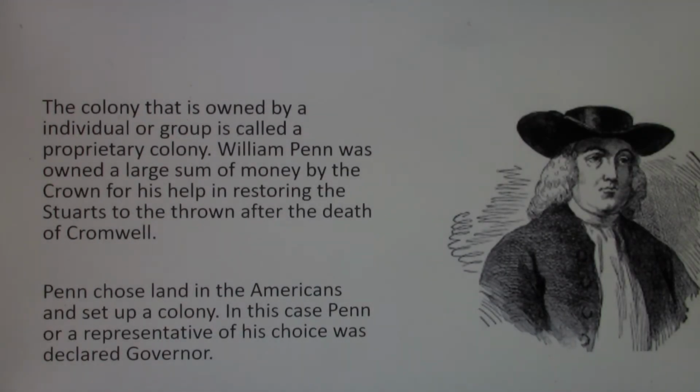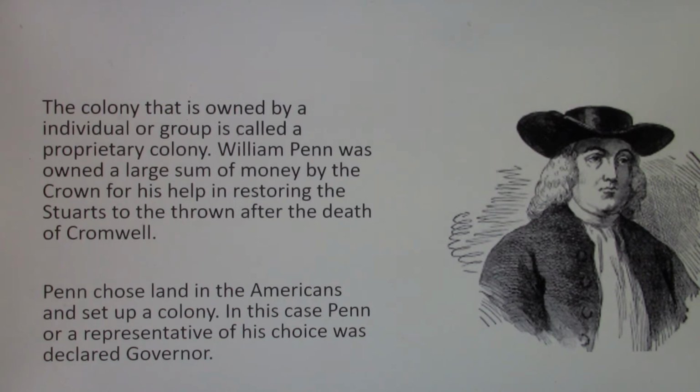The second type of colonies are those that have a proprietor. Now, this is a portrait of William Penn. William Penn in 1660 had helped King Charles II achieve the throne after the death of Cromwell. Now, the king, Charles II, had to pay William Penn back, but the king did not have enough gold on hand. So the king went to William Penn and said, "Would you accept land in the New World?"